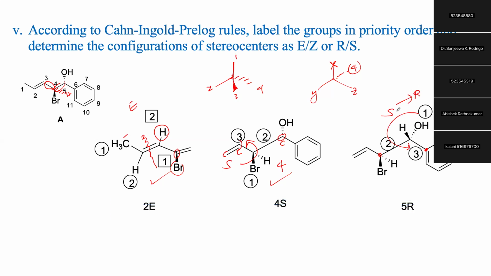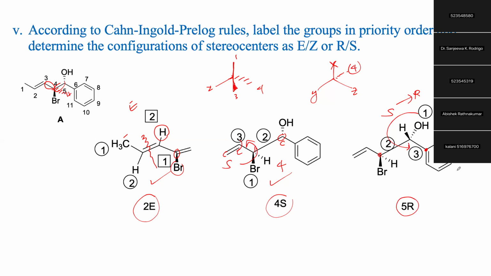Okay, let's see the answers. So this is 2E, 4S. This 2E means just the carbon number, okay? 4S is the carbon 4, and here it was carbon 5, R. So did you understand the third one? Anybody who did not understand the third one?